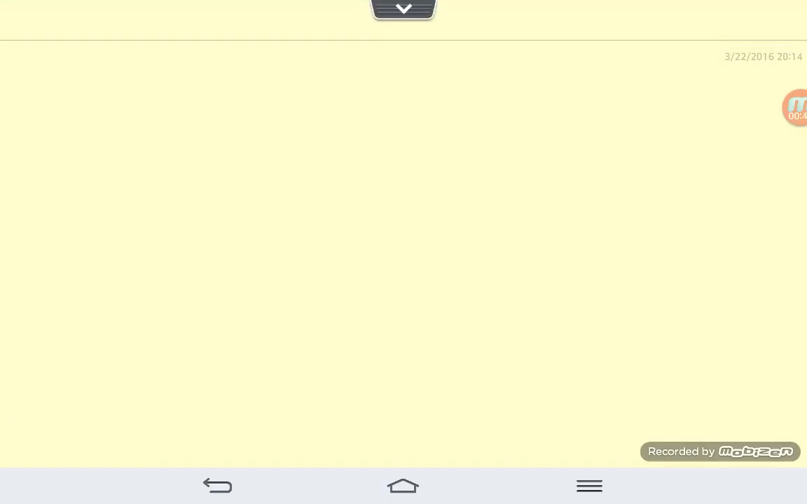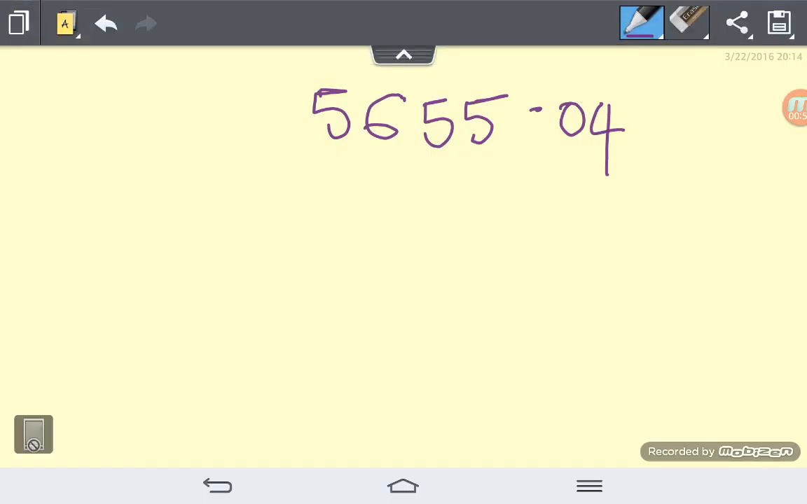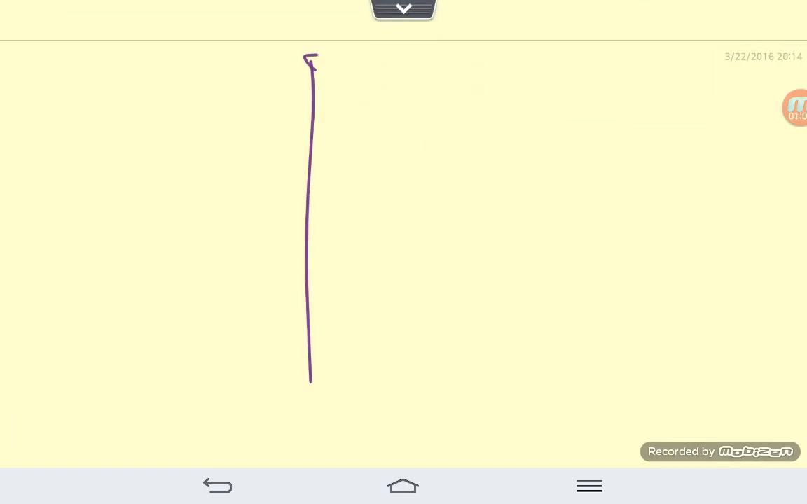So let's take a number, 5655.04. Now we need to find the square root of this decimal number using the long division method. Let's follow the same steps which we did for whole numbers. Let's write it down.